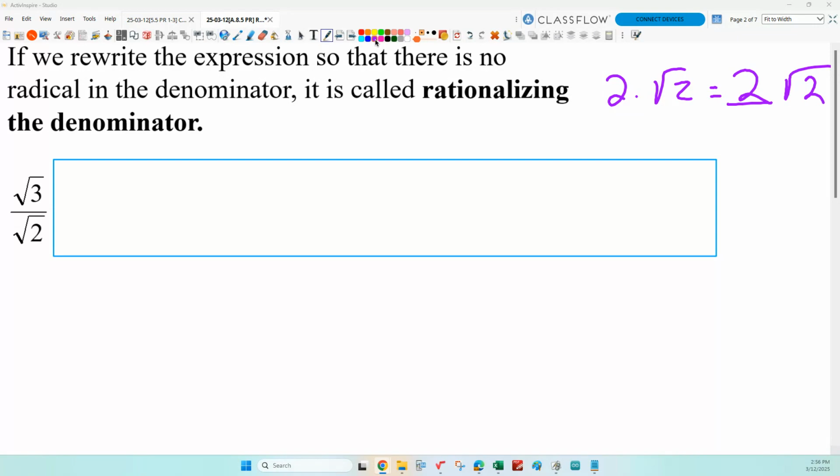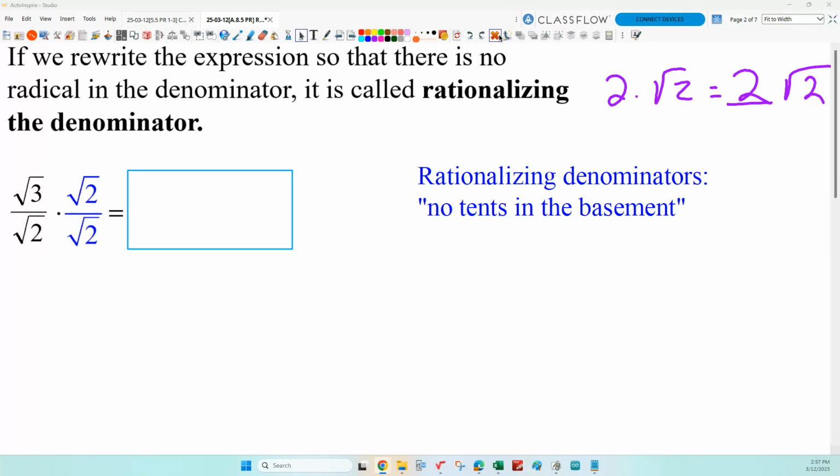Okay, makes sense? So we're going to multiply both the top and the bottom by the square root of 2. Okay, how come? Because that's going to give me, on the bottom, a square root of 2 times 2, and that's a couple of 2's, so it goes outside. And I no longer have a square root.